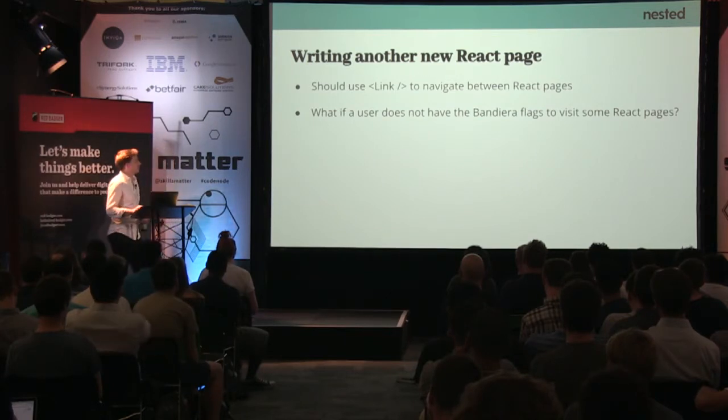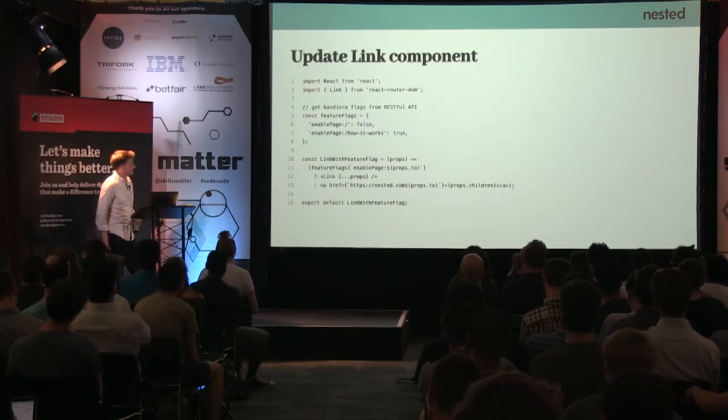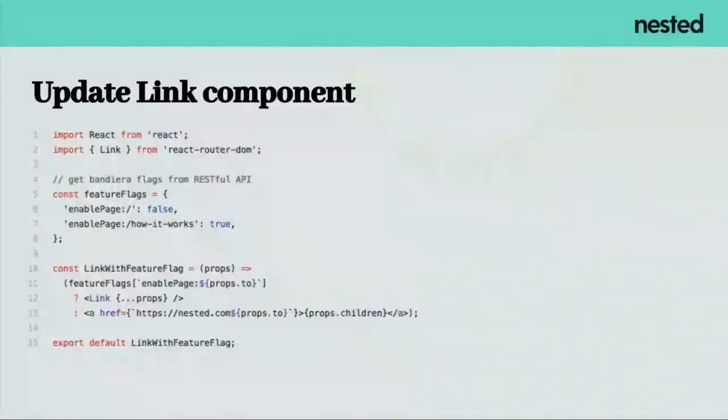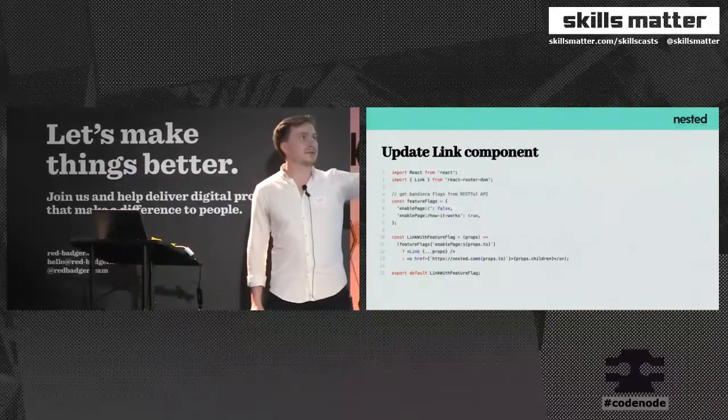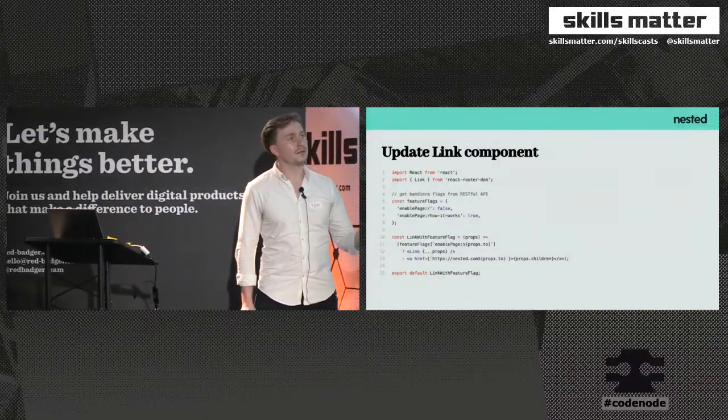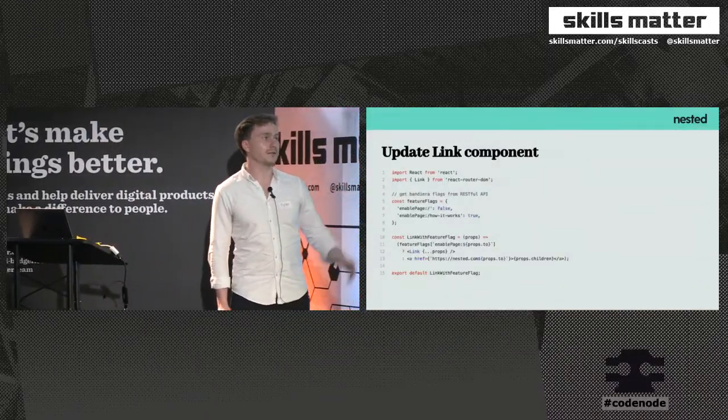And a quick implementation of that, which is by no means complete, would look like this. So what we have is we assume we're getting our Bandiera flags from the API. So I'm not going to go through how to go and request those, but it's a standard RESTful API. You end up with this JSON object, which will have keys equal to the flag names that you've chosen, and values equal to true or false, depending on whether or not that flag's enabled.